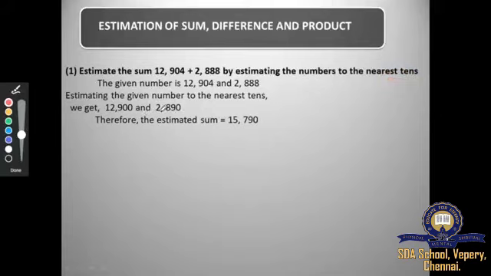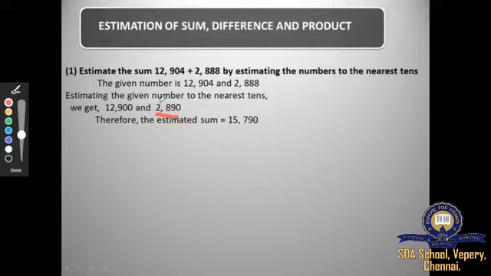For that, we have to see the digit in the ones place. In the first number, 12,904, the digit in the ones place is 4, which is less than 5. So we replace the digit in the ones place by 0. So we get 12,900. In the second number, we have 8 in the ones place, which is greater than 5. So we add 1 in the tens place and replace the ones place by 0. Thus we get 2,890.